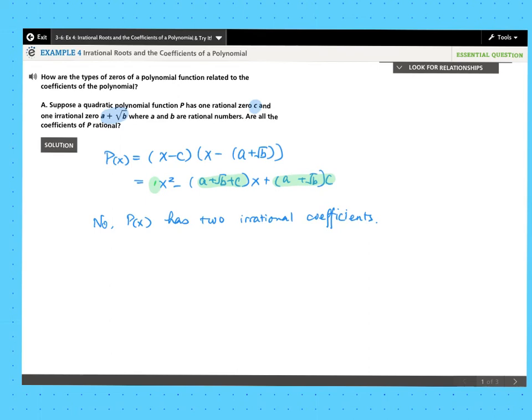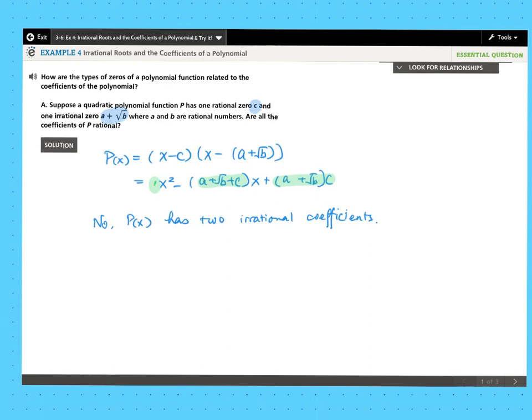So keep in mind, this is something that if you understand it, it will help you do quick checks down the road. For quadratic functions, if they have one rational zero and one irrational zero, a plus root b, where a and b are rational, they will have some irrational coefficients, which is the example we just did. But a quadratic with a conjugate pair of irrational zeros, a plus square root of b and a minus square root of b, will have only rational coefficients.